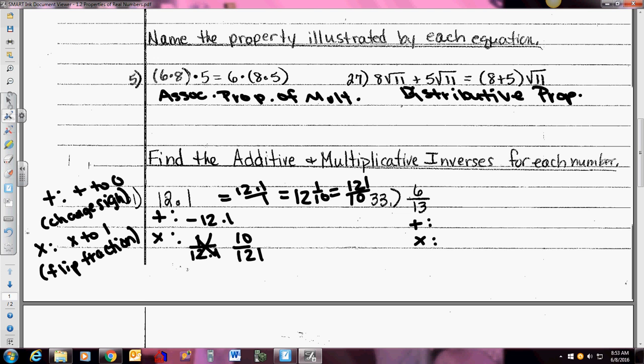So again, to find the additive inverse of a number, you essentially just change the sign. So this is a positive 6 over 13, so we want negative 6 over 13, right? To do the multiplicative inverse, you flip your fraction. You want them to multiply to 1. If I multiply this by 13 over 6, I get a 1.